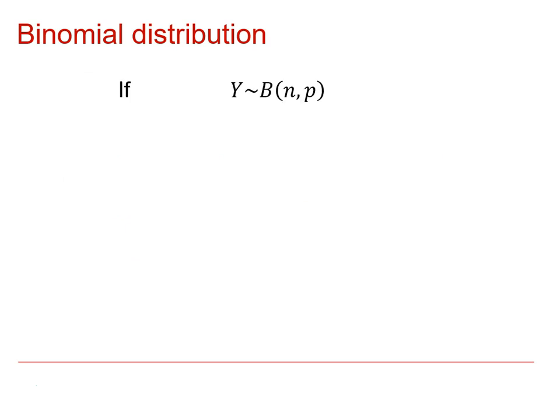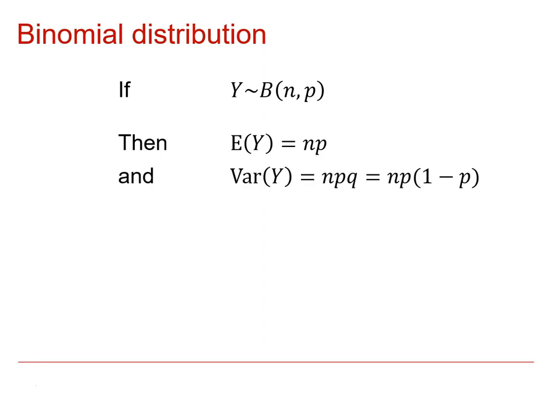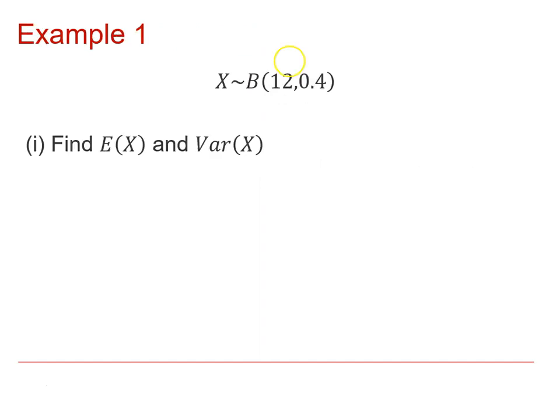So, if y is distributed binomially with n trials and p probability of success, then the expected value of y is np, and the variance of y is npq, or np(1 minus p). Note that the mean is in the formula book, but the variance is not, so you should know those formulae. You can use those if they are known, although you may be asked to prove them in particular cases.